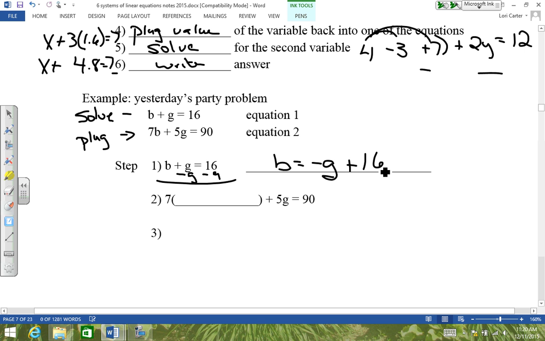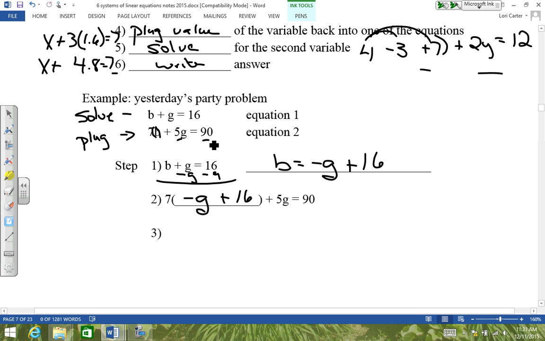Is everybody okay? Okay, so first step, I solve for a variable. Second step, plug it in. And where does it go into? The second B. So I take this B out and plug in negative G plus 16. Very good. So it's 7 times negative G plus 16, plus 5G equals 90. Is everybody good?